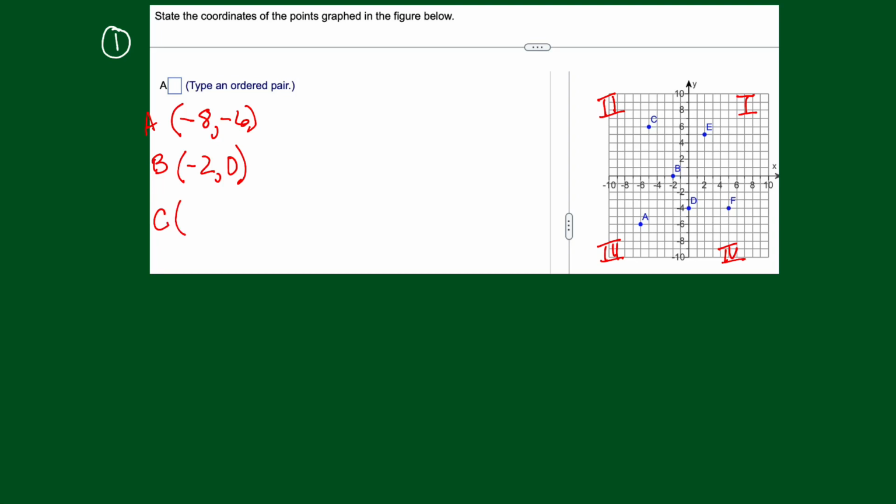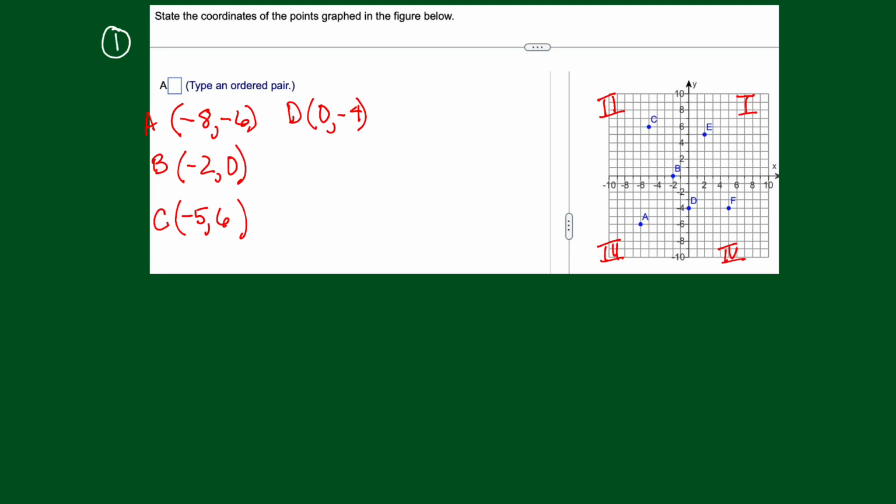What about C? Can we find C? Where's C? Oh, C's up here, in quadrant 2. Start at the origin. We're going to go to the left 5 and up 6. So this is to the left 5, comma, up 6. And now D. Where is D? Oh, that's it right here. It's straight down 4, right? There's no horizontal. So for D, there's no horizontal, so 0 there, and then down 4.